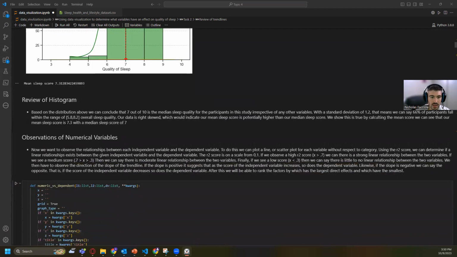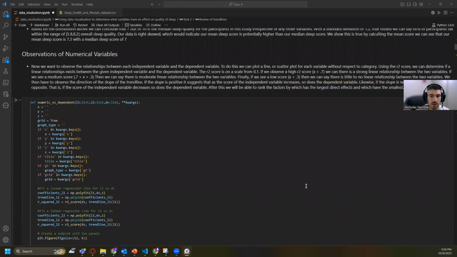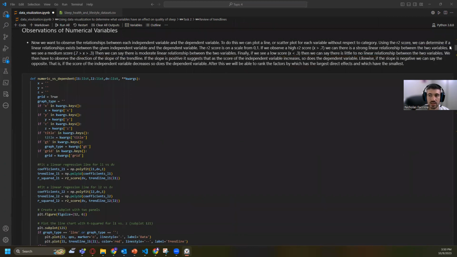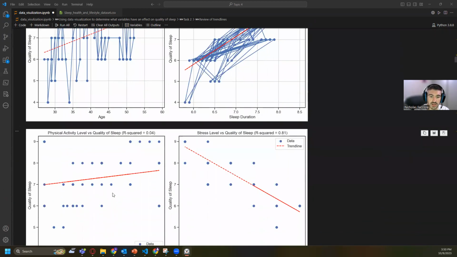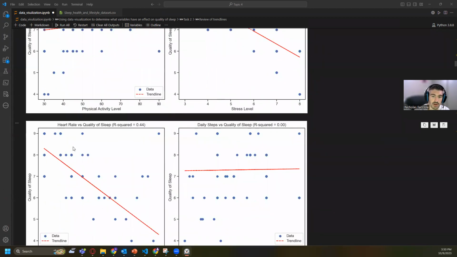So now looking at our numerical variables, you want to observe how these have an impact with the dependent variable. And to do that, we can use an R2 score or an R squared score. So basically, the higher the score is, the more that the linear relationship is present between the independent variable and the dependent variable. And the lower it is, the less that there's likely to be a relationship between the independent variable and the dependent variable, or at the very least, the data doesn't explain any of the variability between the points. So we looked at age, sleep duration, physical activity, stress level, heart rate, and daily steps.